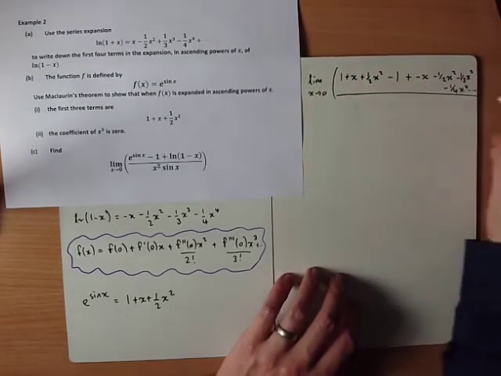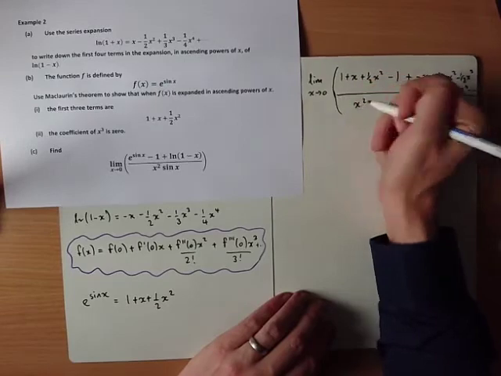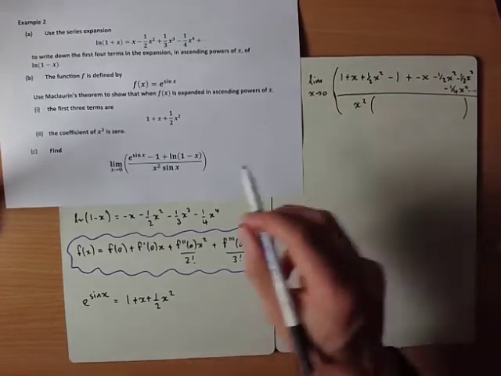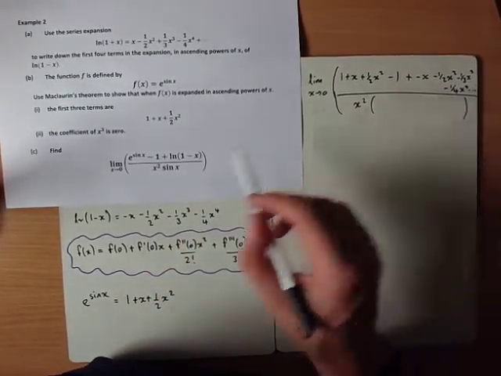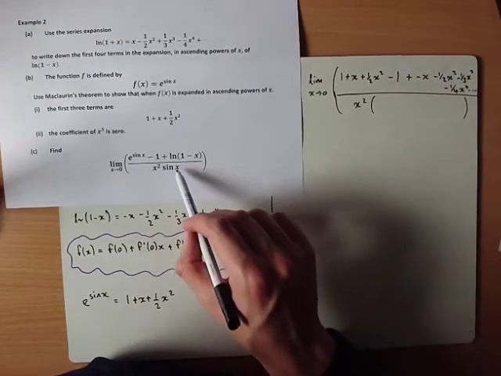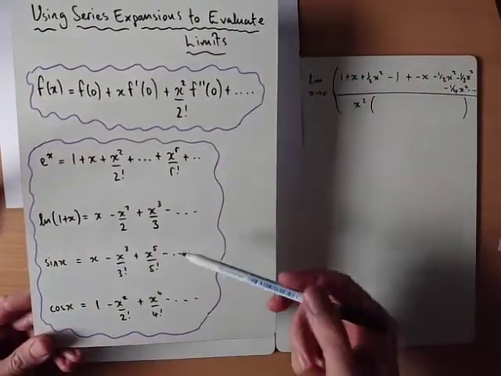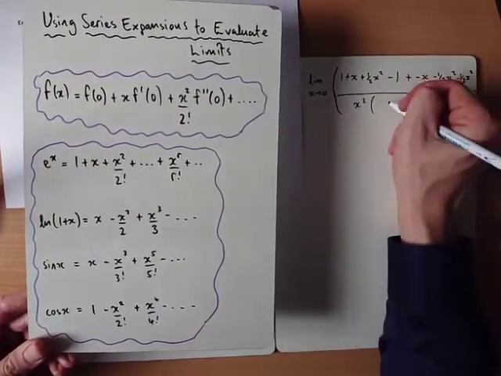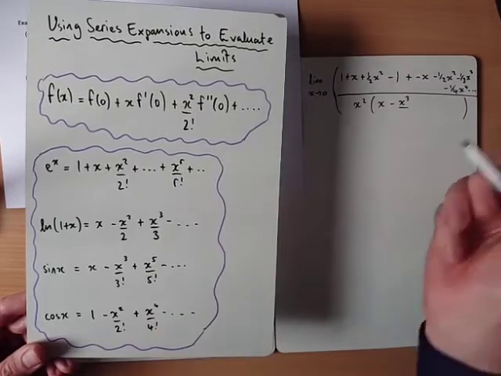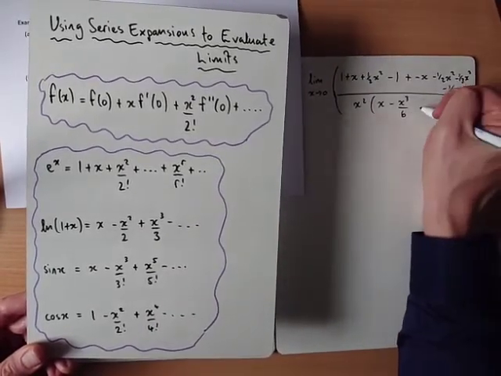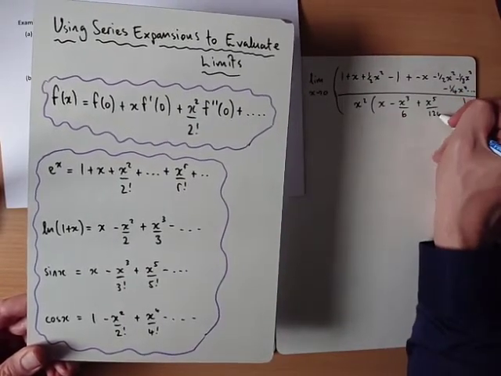And then this is all being divided by x squared sine x. And don't leave it as x squared sine x, because if you leave it like that, you won't be able to cancel anything down. Don't forget we also know a series expansion for sine x, one of our shortcuts in the formula booklet. So sine x is x minus x cubed over 3 factorial, which is 6, plus x to the 5 over 5 factorial, which is 120.